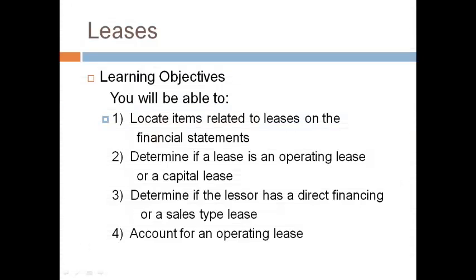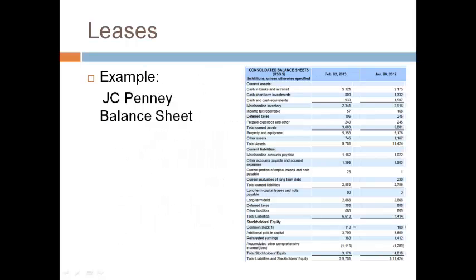After viewing this video, you will be able to locate items related to leases on the financial statements. You will also be able to determine if a lease is an operating lease or a capital lease, and if the lessor has a direct financing or a sales type lease. You will also be able to account for an operating lease.